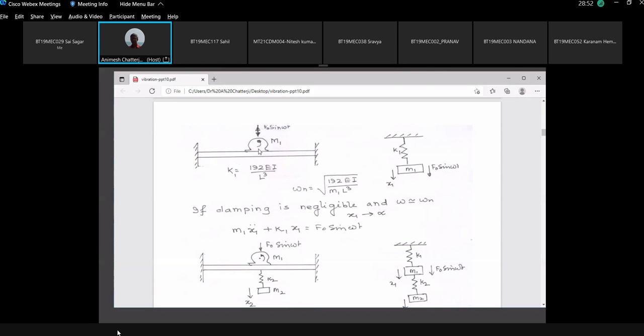This F0 sine omega t is the force that is coming in the vertical direction because of unbalanced force. Fine. Now, in case this omega happens to be close to omega n, and because damping is small, what will happen? This beam will have large vibration.